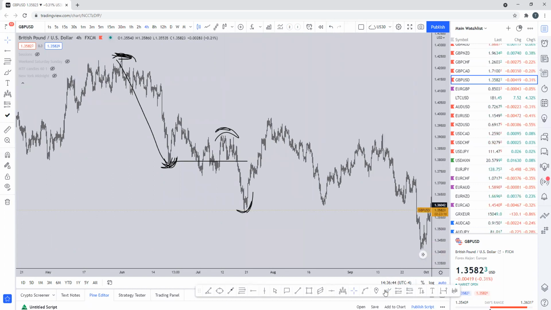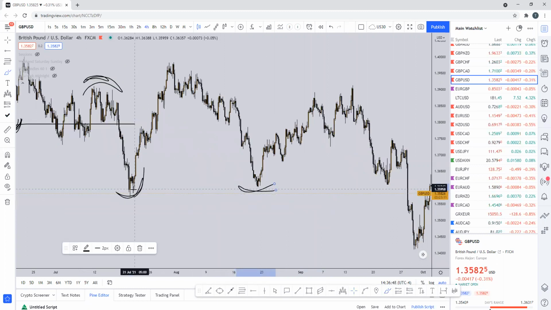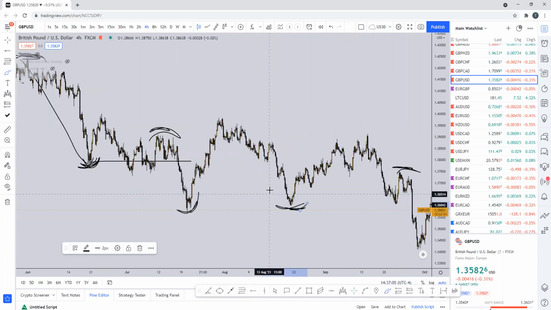Let me draw this right here. We did not have a break of structure right here because this is our lowest point right down here. But price didn't break this until this right here. So when price broke here, this became our new structure from here to here, right?